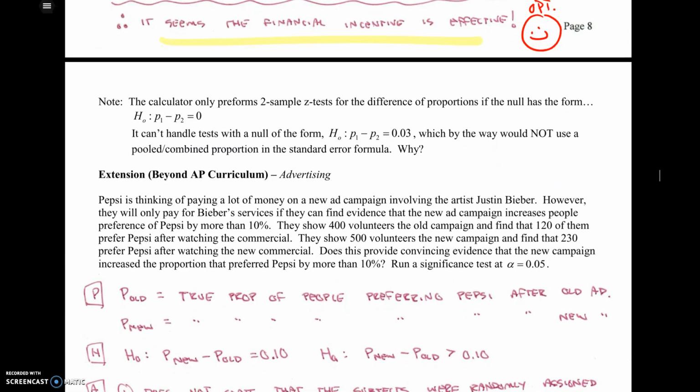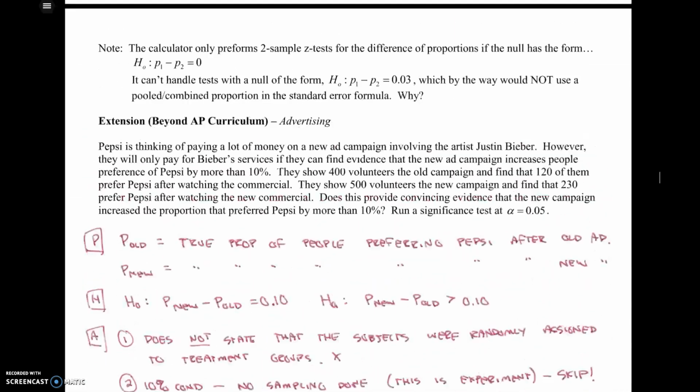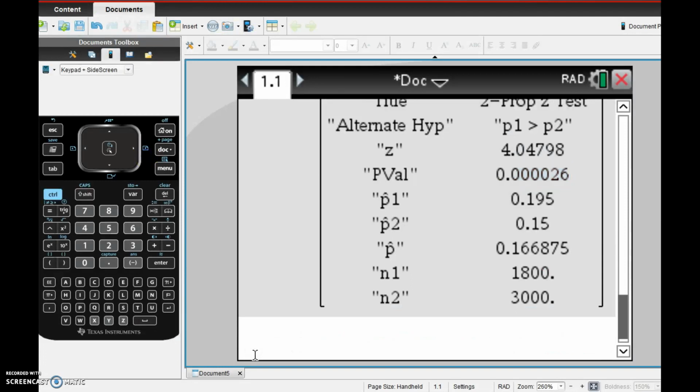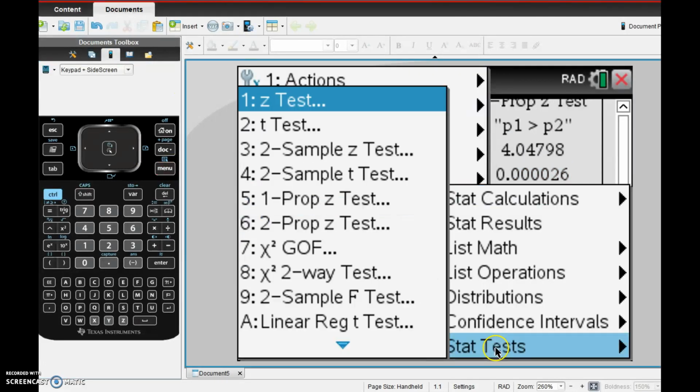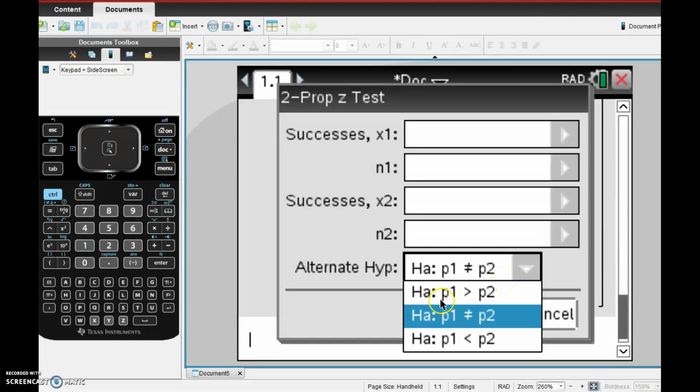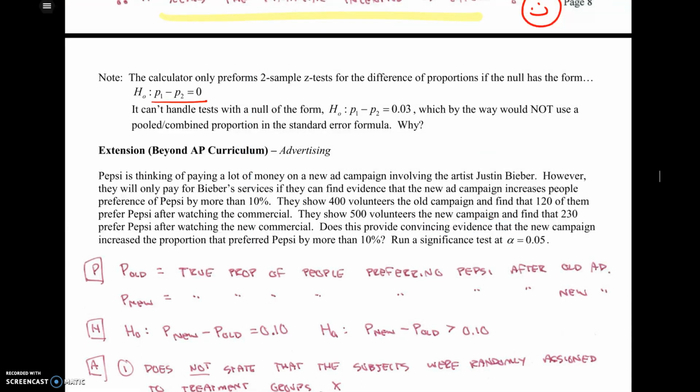All right. This I'm really going to glaze over because this is beyond AP Stat and I didn't spend any time on it in class and I don't really want to here either. The calculator only performs two-sample z-tests for the difference of proportions if the null has the form, the difference is 0. If I go to that menu, statistics, stat tests, 2-PropZTest, the alternate only has P1 is greater than P2, P1 is not equal to P2. We can't hypothesize a difference other than 0 on the calculator. However, these can be done. They just can't be done with our calculator.